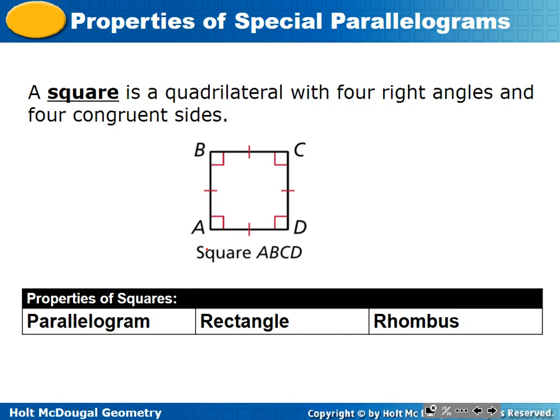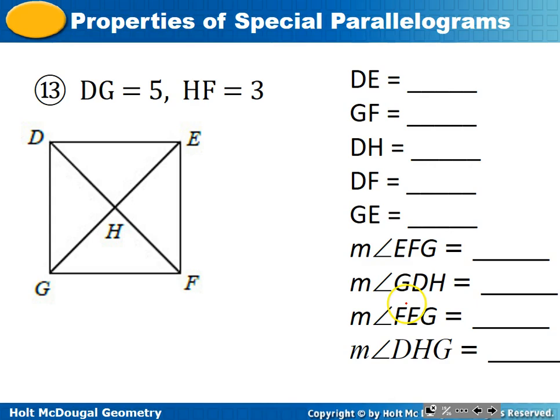Parallelogram: opposite sides are congruent, opposite angles are congruent, diagonals bisect each other, and consecutive angles are supplementary. A rectangle has 4 right angles, and its diagonals are congruent. A rhombus has 4 congruent sides. Its diagonals are perpendicular, and its diagonals bisect the vertices of the rhombus.